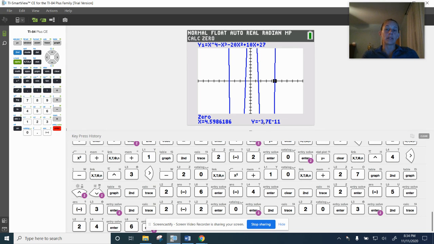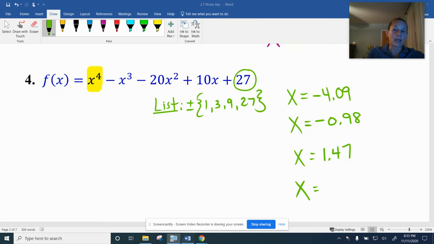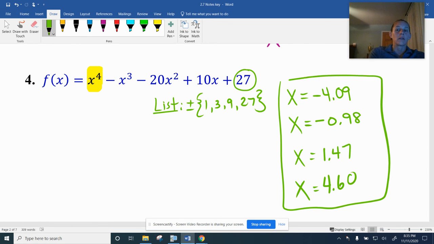Now, sometimes people get stumped because you're like, uh-oh, the y doesn't say 0. It says -3.7 e -11. That is actually the number 0.000000000037. So it's a very, very small negative number, extremely close to 0 that it's written in scientific notation. So for our purposes, since we're only going to the hundredths place anyway, we can just assume that's a 0. And then we're just going to use 4.598, which would round to 4.6. Okay. So that is how you find your zeros on the graphing calculator.